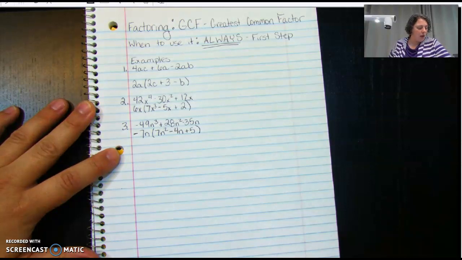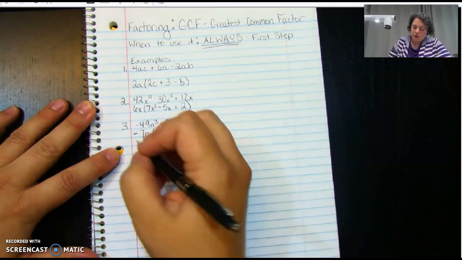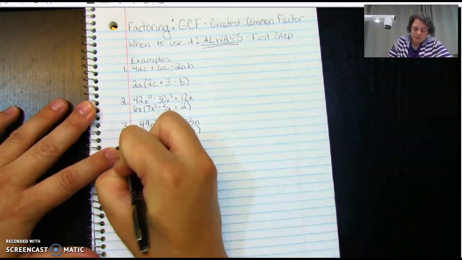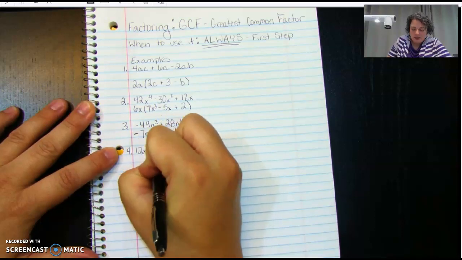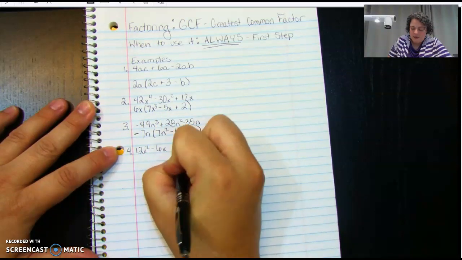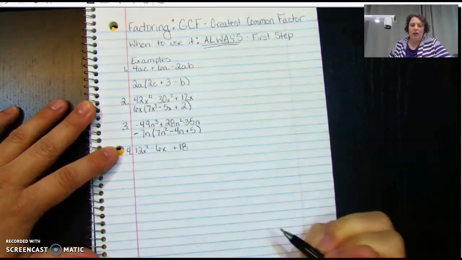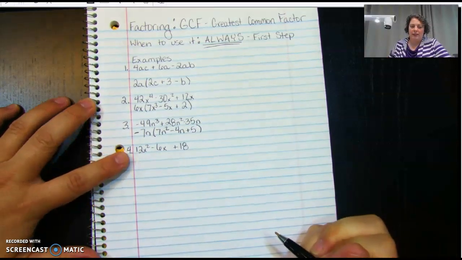All right, I've got one last example for you. This is number 4. 12x squared minus 6x plus 18. So again, look at your numbers. They're all divisible by 6.